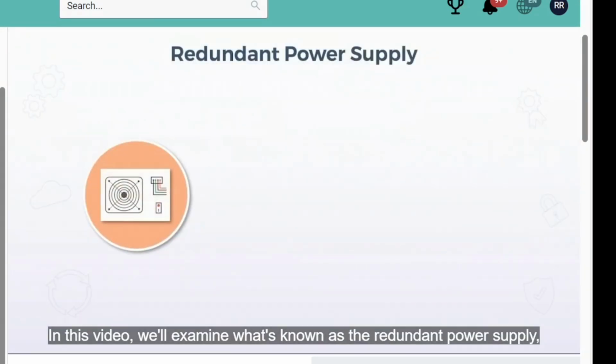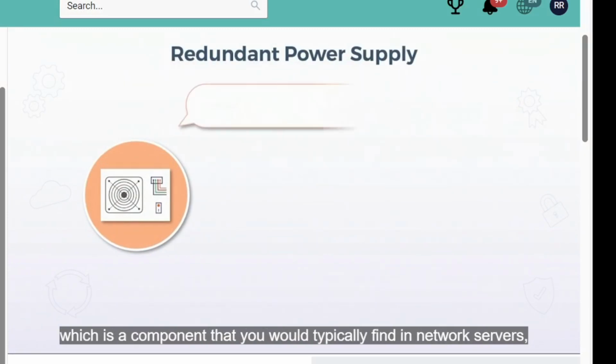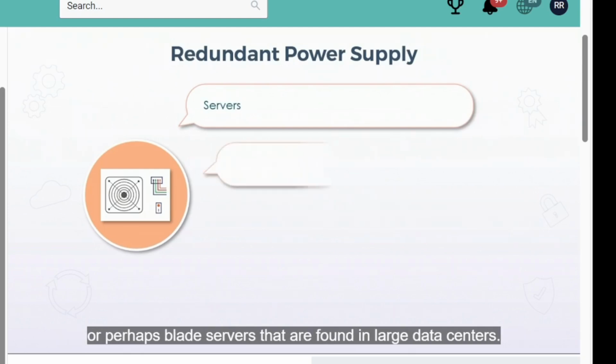In this video, we'll examine what's known as the redundant power supply, which is a component that you would typically find in network servers or perhaps blade servers that are found in large data centers.